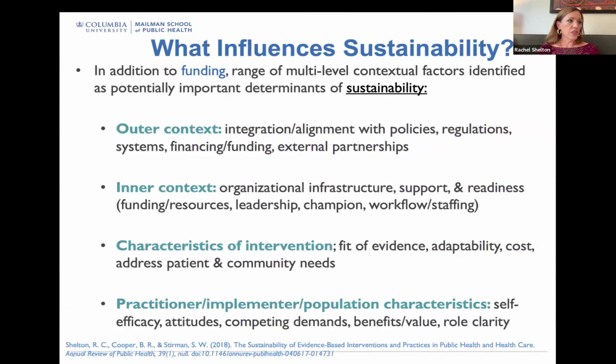So when you look at the literature, you find that, again, a lot of the factors that impact sustainability do relate to funding. We know funding and resources are absolutely critical. But we also know that sometimes funding isn't enough. And we also know that sometimes other factors can help compensate for limited funding. So other factors, again, just like implementation, that impact sustainability, relate to what are some of these external partnerships? What are some of the external policies? What are some of the issues around financing or reimbursement that might impact sustainability?